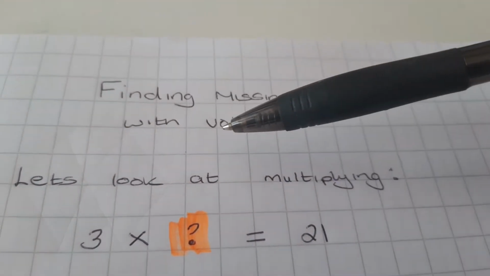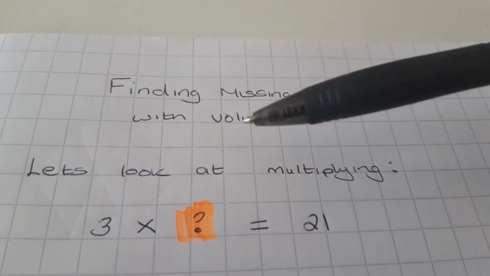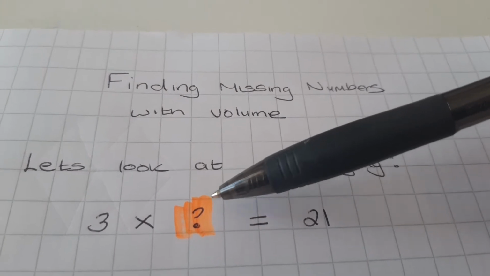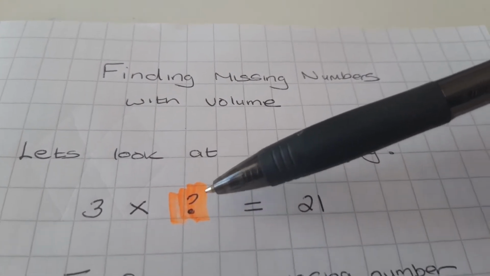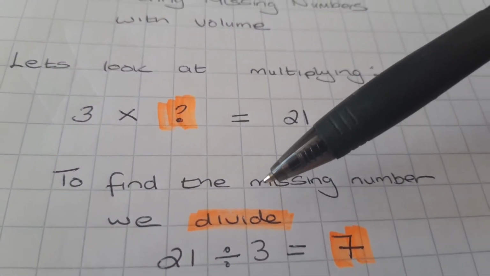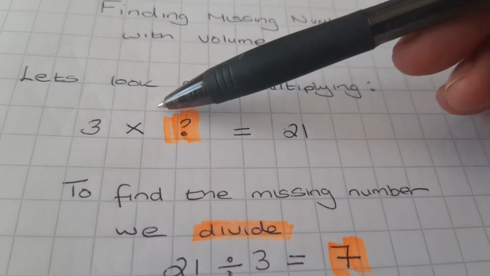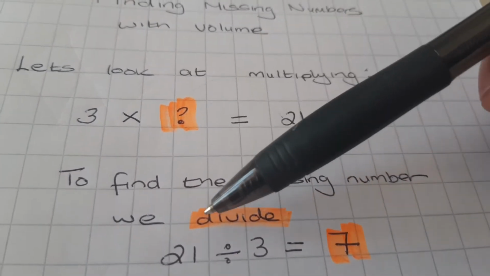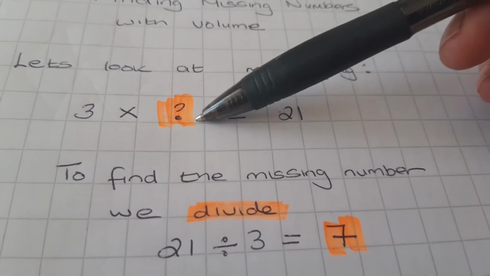So we're going to look back at how we multiply and how that's connected to dividing before we do the volume. When you look at 3 times something is 21, you might automatically think, yes, I know that answer is 7, but you need to think about how you got that 7. To find that missing number, you actually divide, because you are going backwards from 21. You do the opposite of multiplying, you do dividing. 21 divided by 3 equals 7, so that missing number was 7.